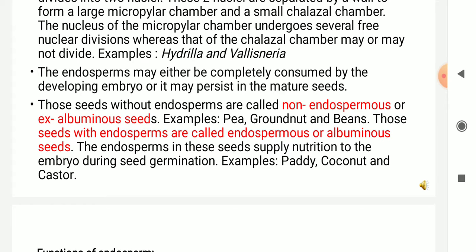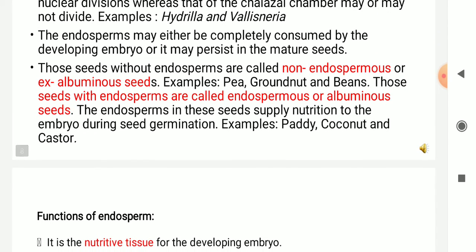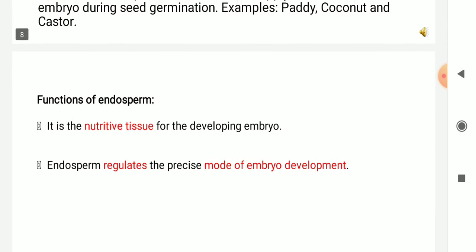In the other case, like monocots, when embryo develops into a new seedling, it consumes the endosperm, but only partly, and a part of endosperm remains in the mature seed. So the seed will have endosperm, and such seeds are called endospermic seeds or albuminous seeds. For example, coconut, maize, rice, etc.